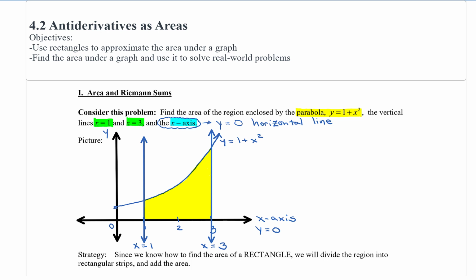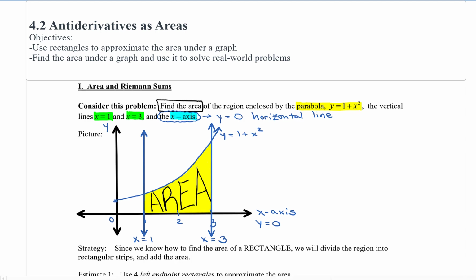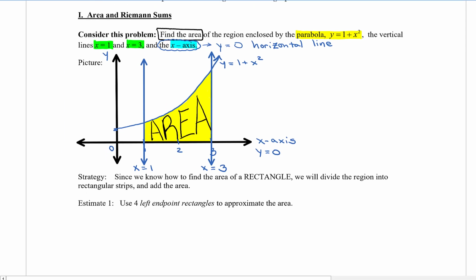So this is the area that we are looking for. We want to find this area of the region enclosed, and I have drawn a box around the words find the area, and I'm writing down the word area inside of that yellow shaded region that is bounded by the graph of y equal to 1 plus x squared, the x-axis, and x equal to 1 and x equal to 3. Our strategy is, since we know how to find the area of a rectangle, we will divide the region into rectangular strips and add the area.